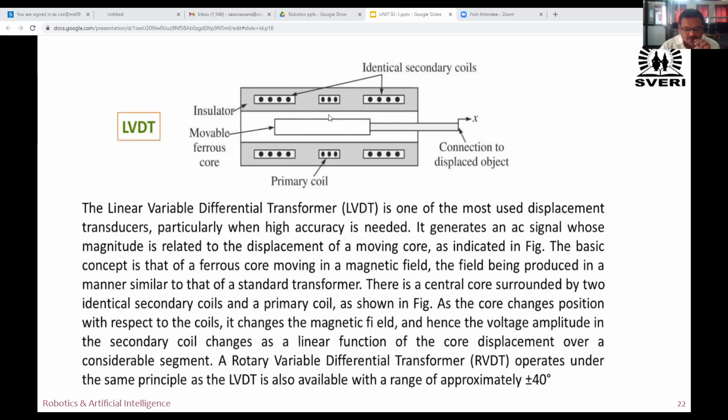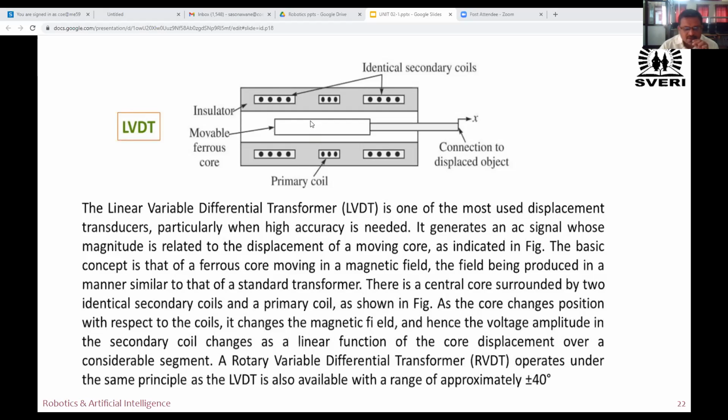That is, if this core is towards the rightmost or the leftmost position. And when this core is exactly at the center in front of the primary coil, the voltage induced in the primary coil is more than that of the secondary coil. Therefore, it depends upon the portion of the core in front of the coil. As the core changes position with respect to the coils, it changes the magnetic field, and hence the voltage amplitude in the secondary coil changes as a linear function of the core displacement over a considerable segment.